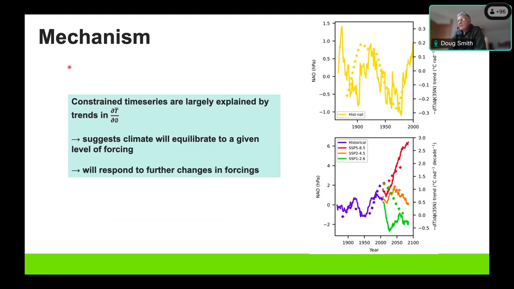So really, this is just trying to explain the constrained time series. At the top, we have the historical natural simulations, and on the bottom, we have the all forcing and future projections. And so it's really a trend in this meridional temperature gradient that appears to explain the constrained simulations. So that's the dotted line, and the solid lines are the actual constrained simulations. So this suggests that climate will equilibrate to a given level of forcing, and it needs further changes in the forcing to change the NAO further. So next slide, please.